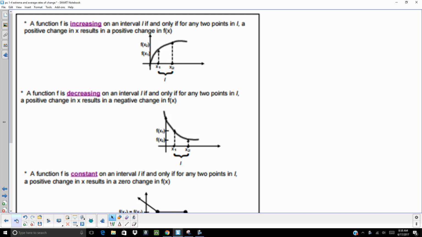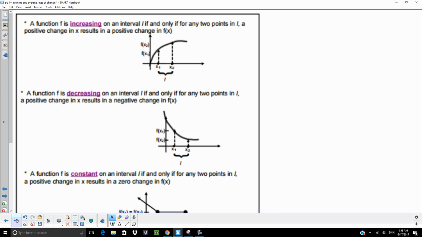All right. A function is increasing. I'm sure you guys are asking yourself, what does that mean? Pretty much, this is going to be the math speak of it. A function f is increasing on an interval I if and only if, for any 2 points on I, a positive change in x results in a positive change in f(x).